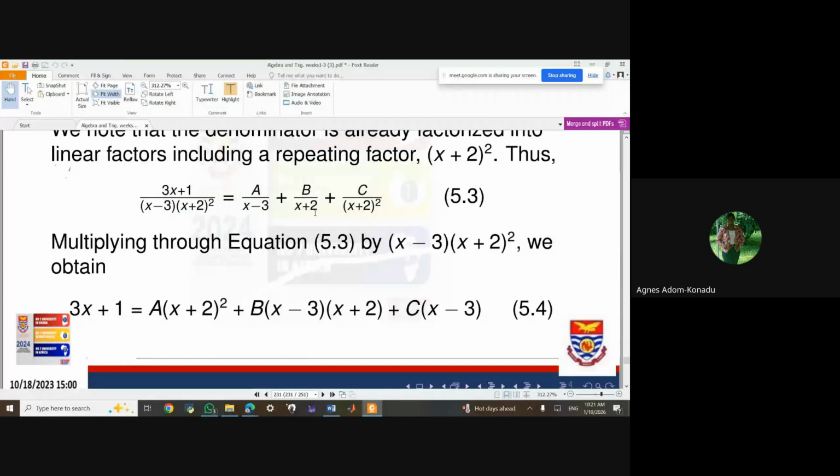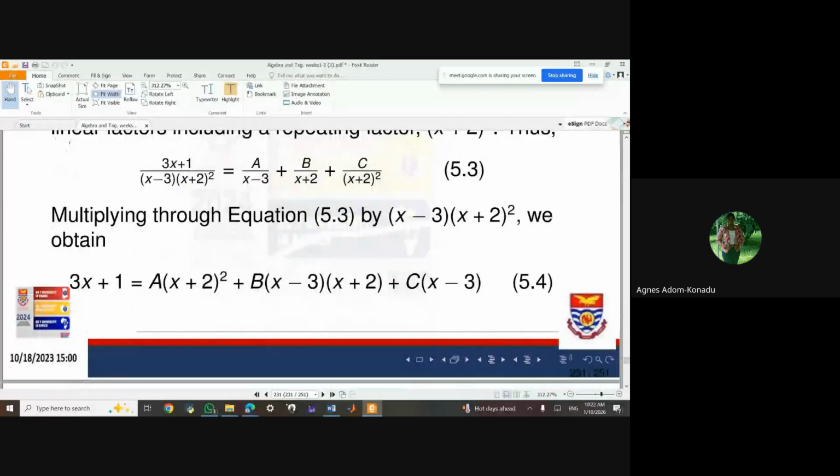So if I have it like this, then the factors will be this. So I have to multiply through by x minus 2, x minus 3, x plus 2 to the power 3. When I do that, on the left-hand side, I'll be left with 3x plus 1, is equal to, on this side, a into x plus 2 squared. And this side, I'll be left with b into x minus 3 times x plus 2. And the c side will be left with only x minus 3.